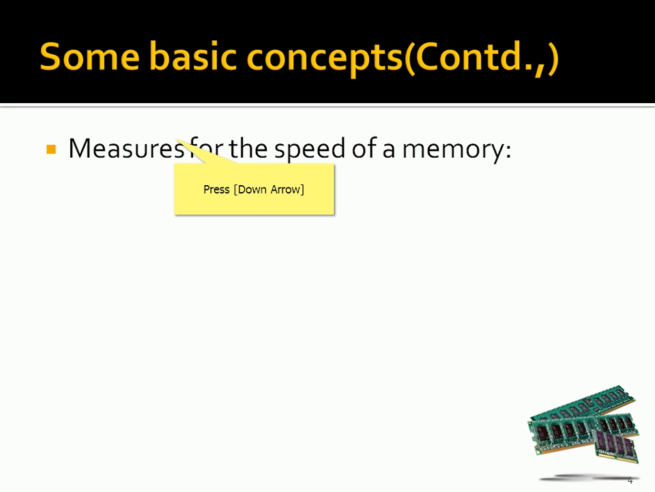The measure of the speed of the memory is the most important. That may be the memory access time or memory cycle time. Memory access time, as the instructions are initiated by the processor, may be a load or store instruction or memory related instructions. In that case, the memory access time will be more, as more cycles are spent.